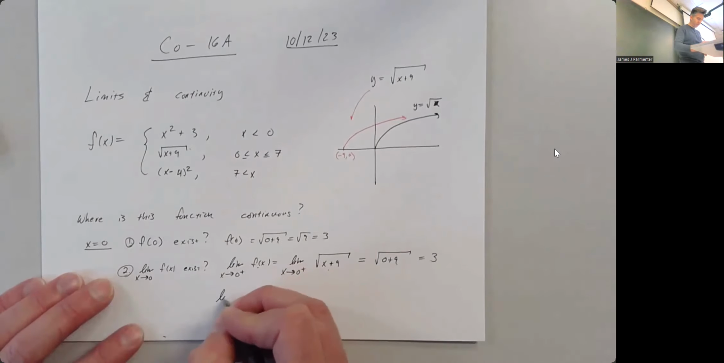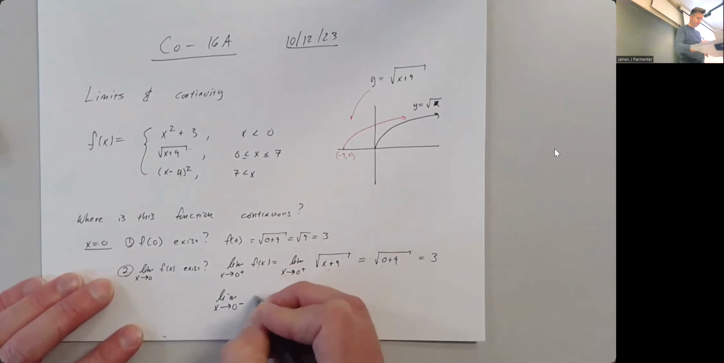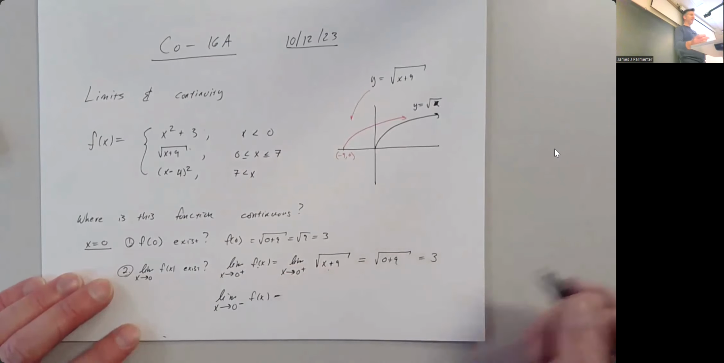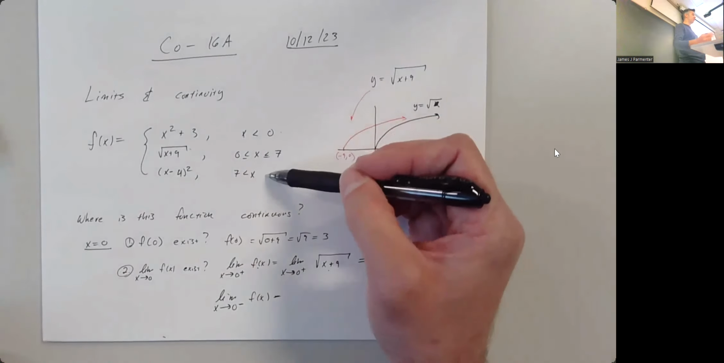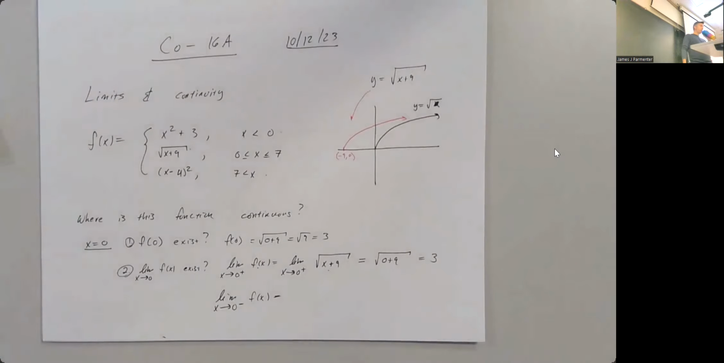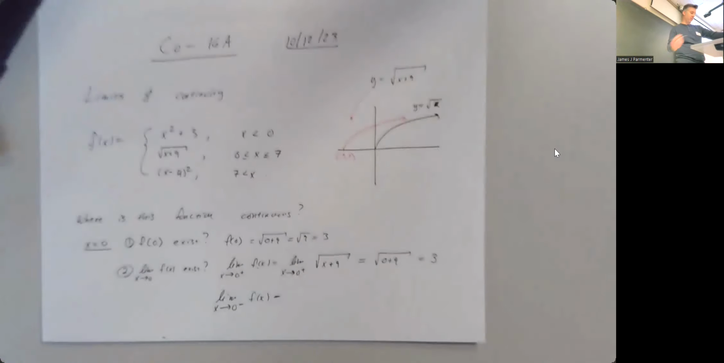What about the limit from the other side? I think the limit as x approaches 0 from the left of f of x. Now which piece of the function am I using? The top piece, the middle piece, or the bottom piece? Yeah, the top, right? Because that's where x is less than 0.